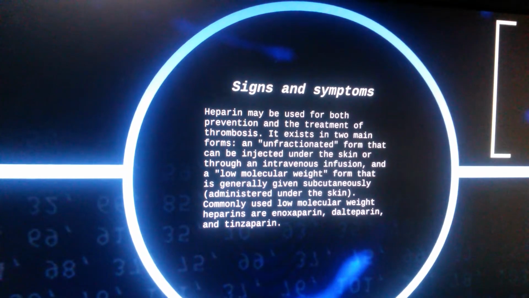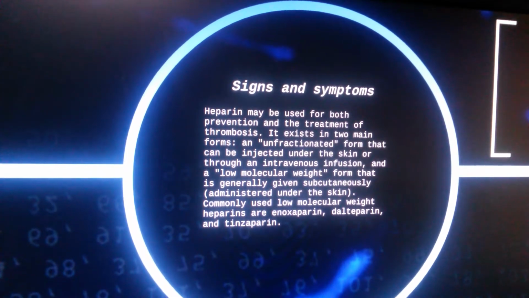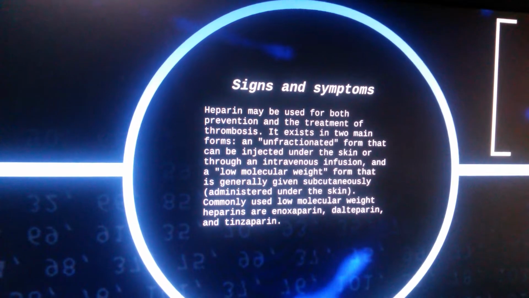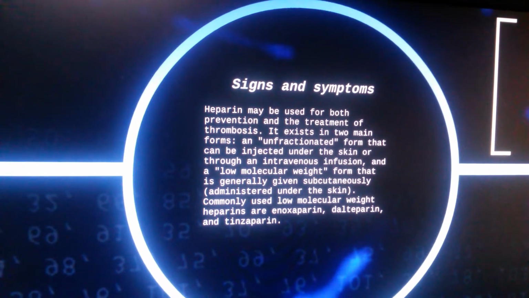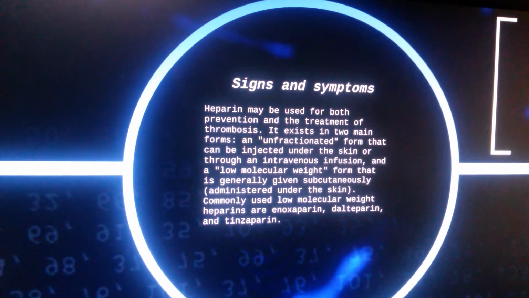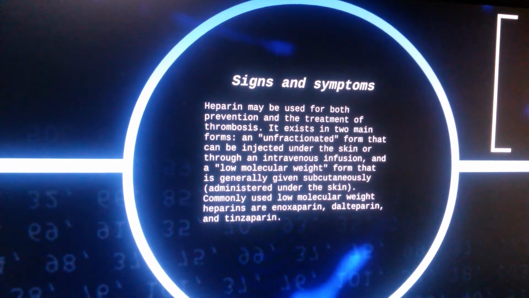Signs and symptoms. Heparin may be used for both prevention and the treatment of thrombosis. It exists in two main forms: an unfractionated form that can be injected under the skin or through an intravenous infusion, and a low molecular weight form that is generally given subcutaneously.